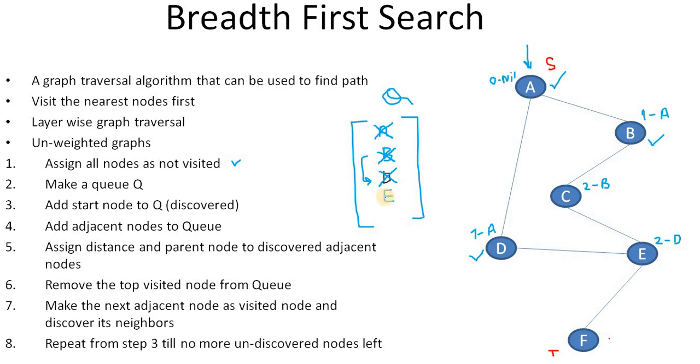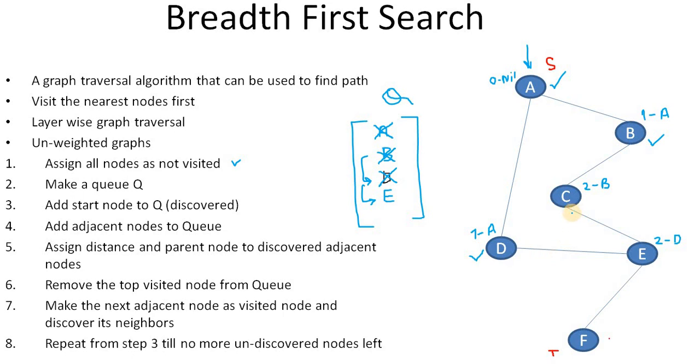And now we have only node E in the queue. Now we shall jump to node E, and we shall explore its neighbors. What are its neighbors now? When we are at node E, it has three neighbors, C, D, and F. C and D are already visited, or already discovered, you can say.